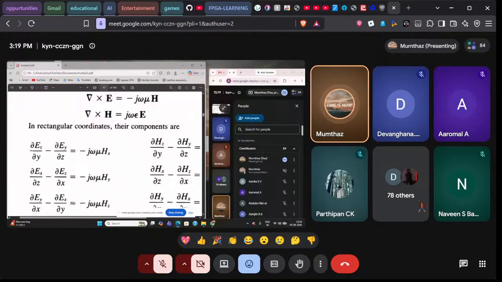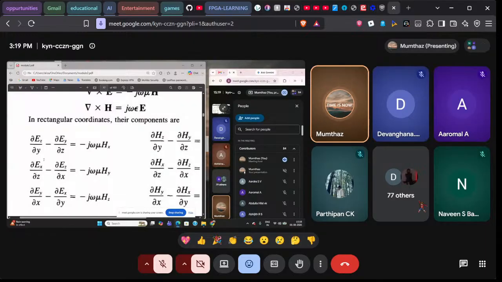In the case of TE mode field equations, you have to find the equations for Ex. Ex means the electric field component along the x-axis, Ey the electric field component along the y-axis, and Ez the z-axis electric field. Then Hx, Hy, and Hz. This is what you have to derive. So here, from del cross E equal to minus j omega mu H, you can write these three equations.